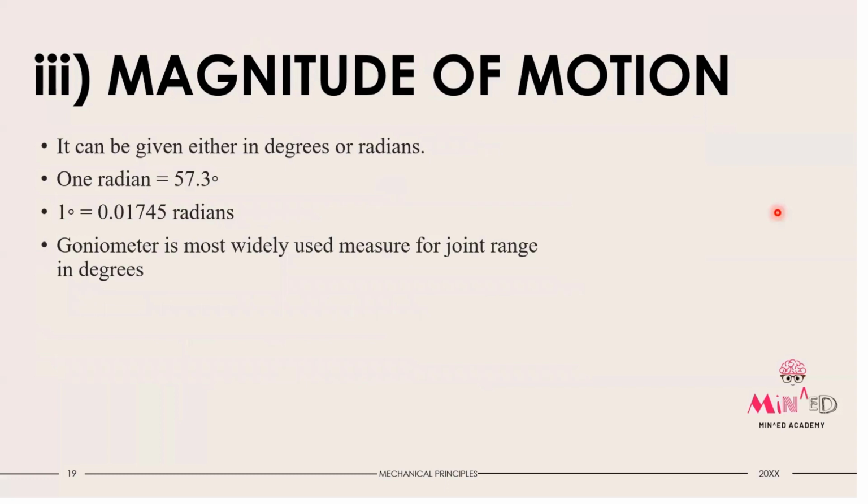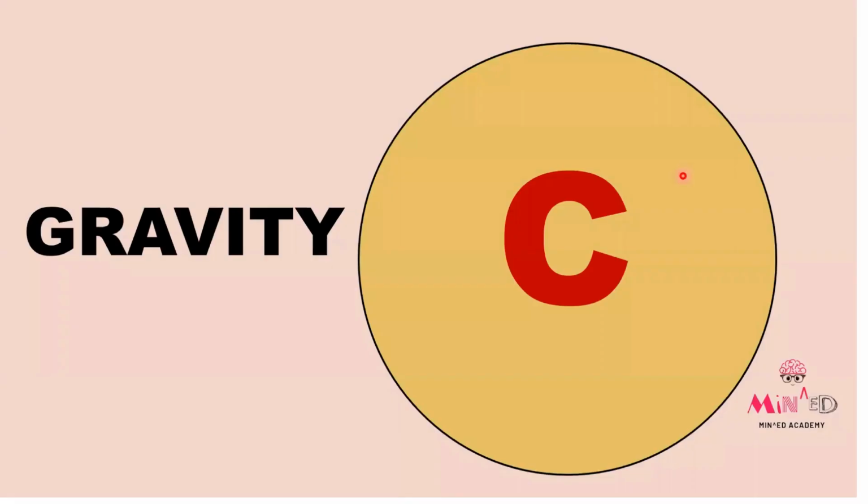Then we have magnitude of motion. It can be either in degrees or radians. 1 radian is equal to 57.3 degrees, and 1 degree is equal to 0.01745 radians. For this, mostly we use a goniometer. Then our third topic is gravity.